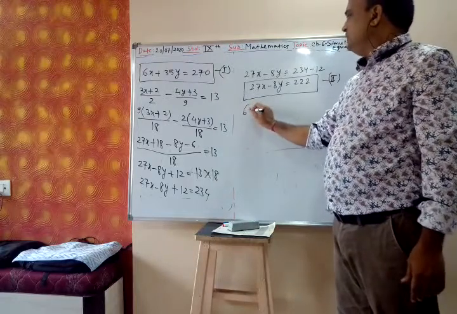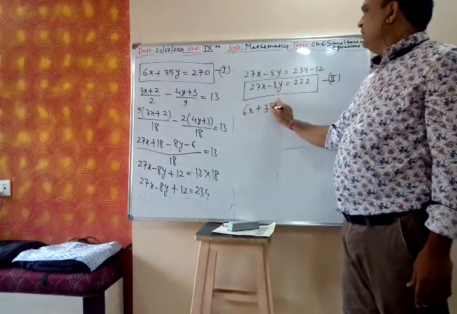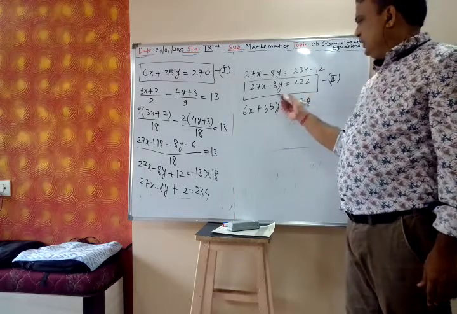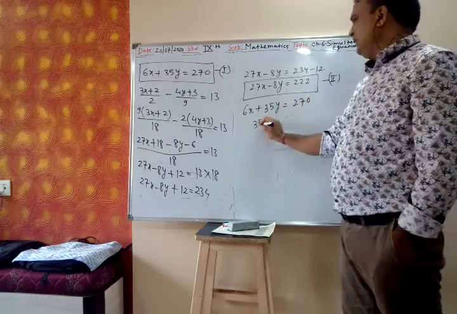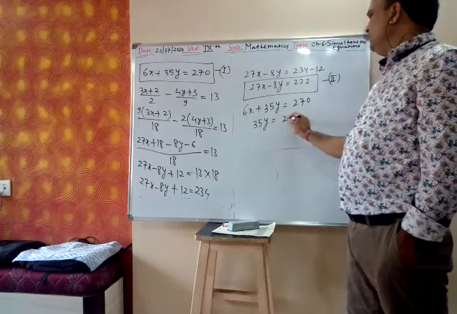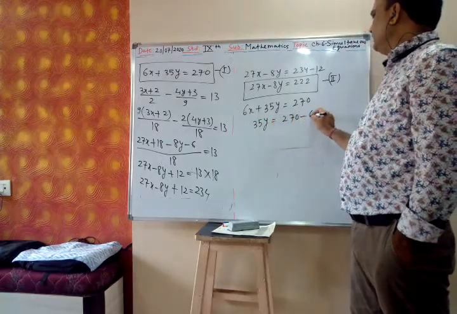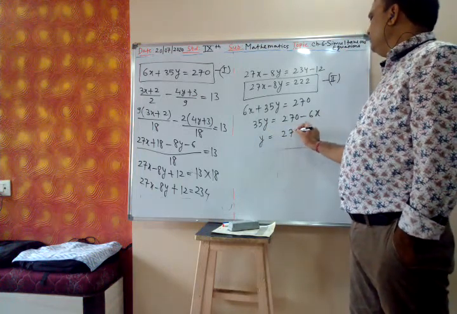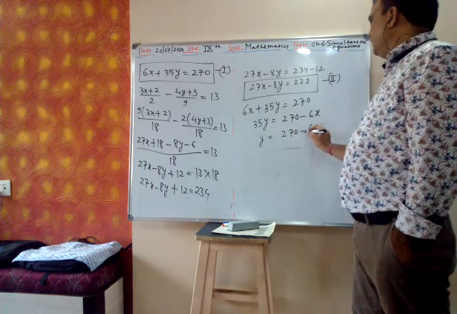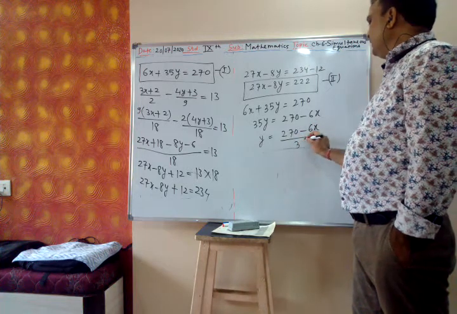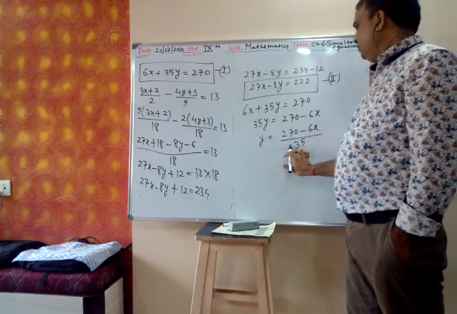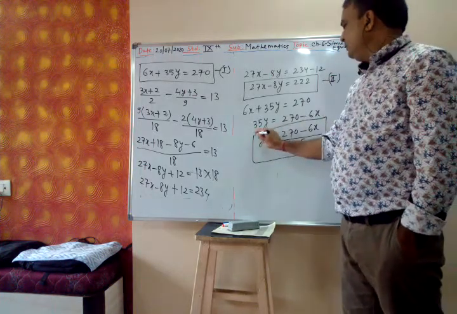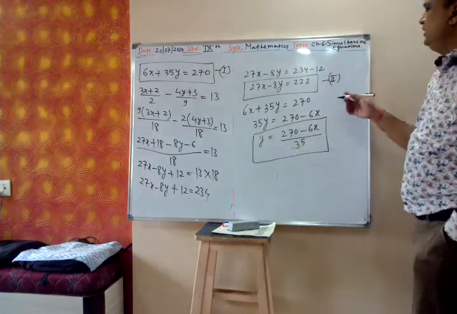So 6x plus 35y is equal to 270. So you can eliminate anyone. So 35y is equal to 270 minus 6x. So y is equal to 270 minus 6x, whole divided by 35. And this value I will substitute in equation 2.